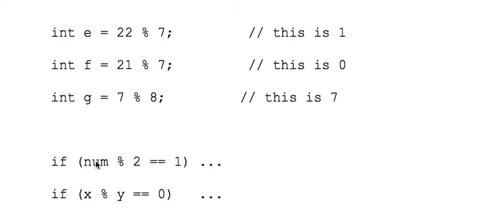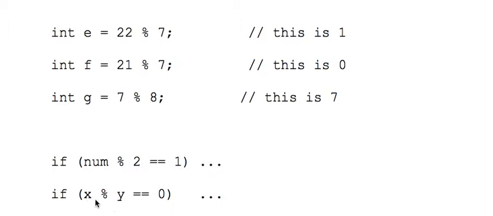You can think about, what if a number mod 2 equals 1? Well, that's a fancy way of saying when you divide the number by 2, the remainder is 1. We'll use an if statement like this to see if num is an odd number. This if checks if num is an odd number, because when you mod a number by 2, if the remainder is 1, it must be odd.